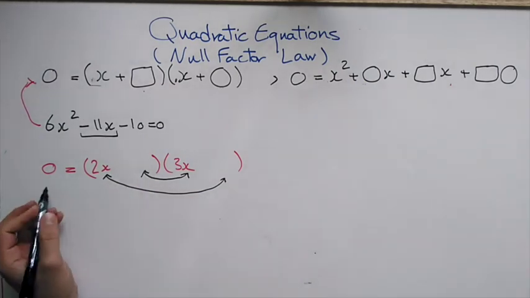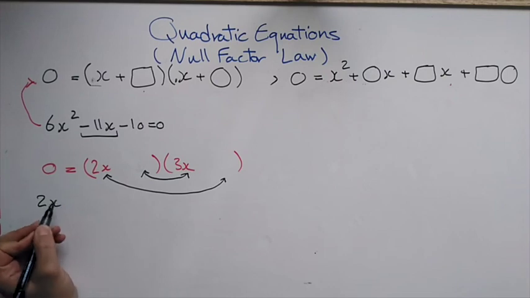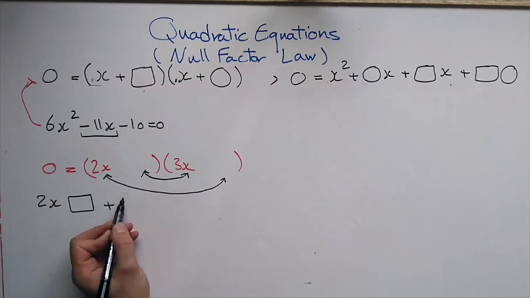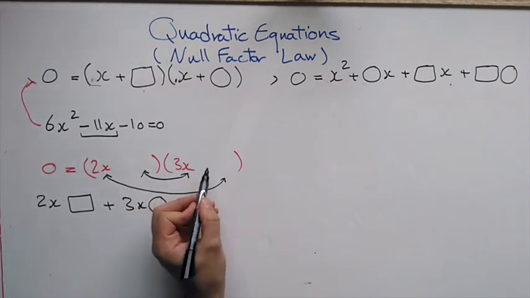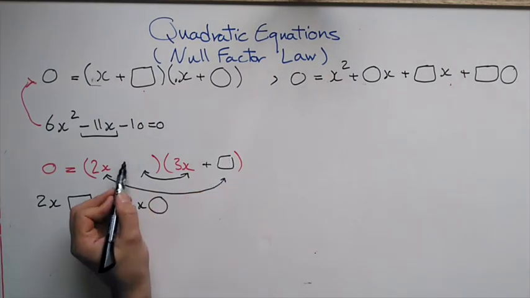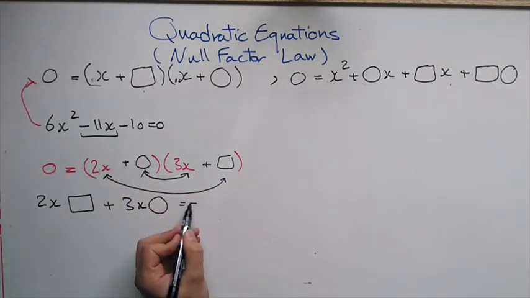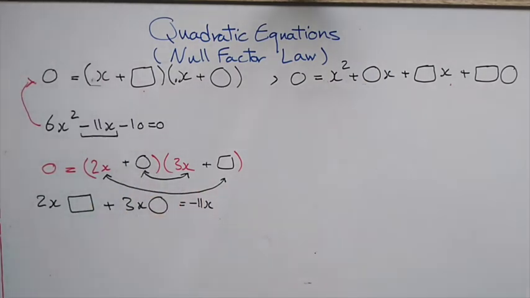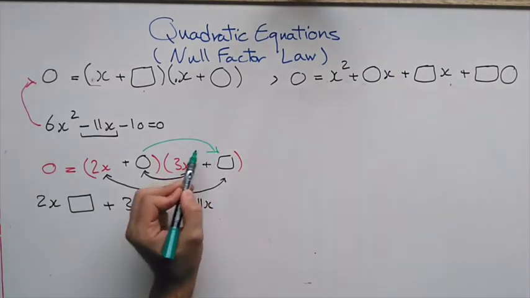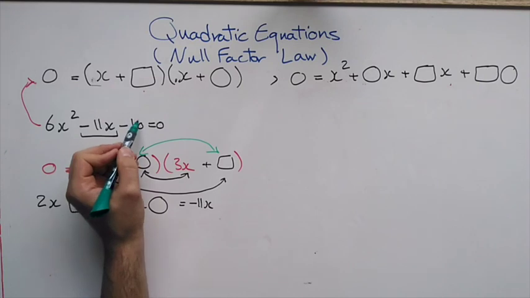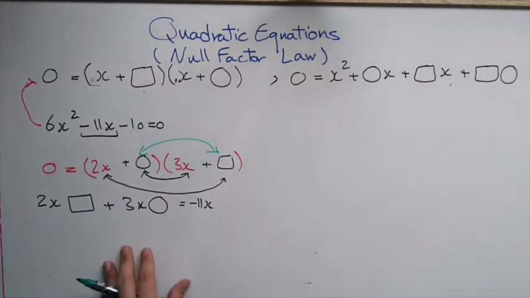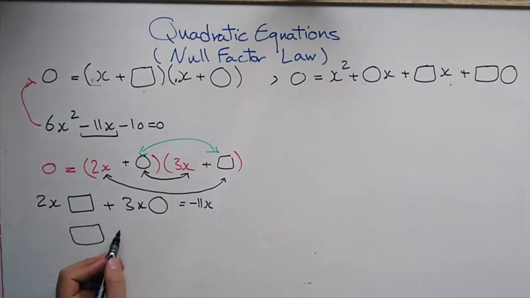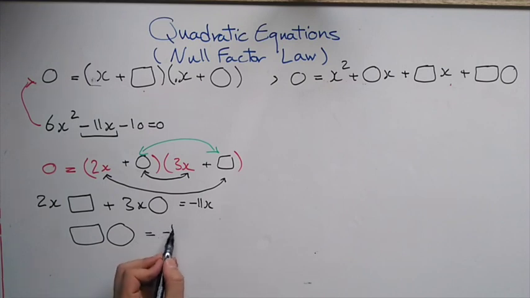So basically 2x times the square plus 3x times the circle should equal negative 11x. And then if we multiply the two unknowns, it should equal the c value, which in this case is negative 10. So square times circle should equal negative 10.